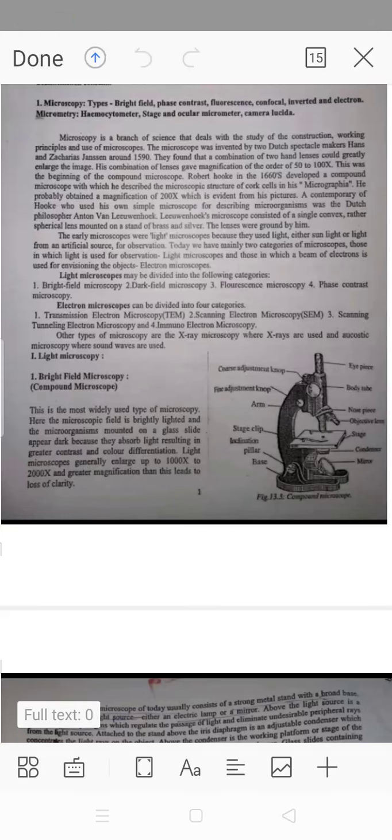In this class, I will explain about the microscope. Microscopy is a branch of science that deals with the study of construction, working principles, and use of microscopes.